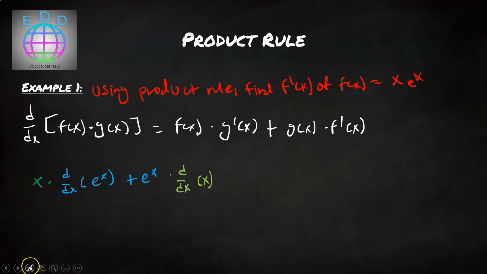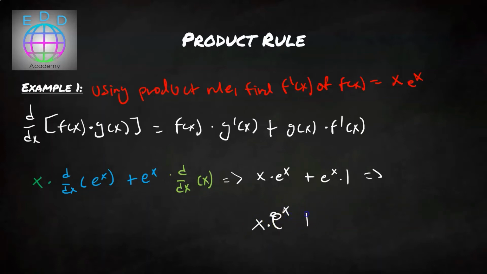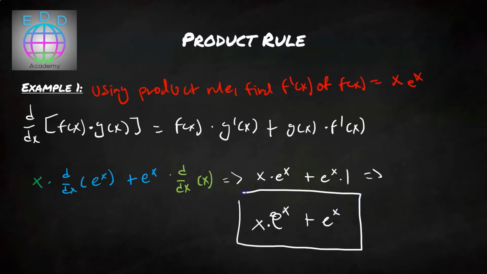If we simplify this, we have x times the derivative of e to the x, so that's just x times e to the x, plus e to the x times the derivative of x, so that's e to the x times 1. If we simplify this ever so slightly, we have x times e to the x plus e to the x, and that is our derivative.